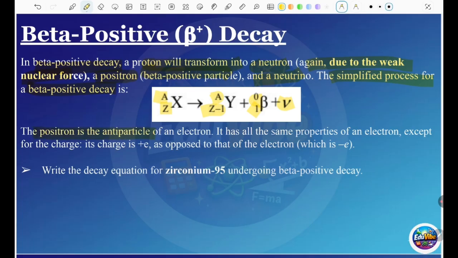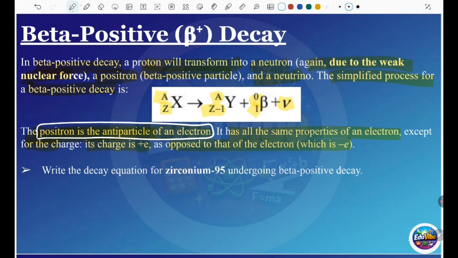The positron is the antiparticle of the electron. Here is a brief analysis of the positron. The positron is the antiparticle of the electron. We will discuss in later lessons that every particle, such as the neutron and proton, has an antiparticle. It has all the same properties as the electron except for the charge. The charge is positive, because the electron has a negative charge. We will discuss more on this soon.